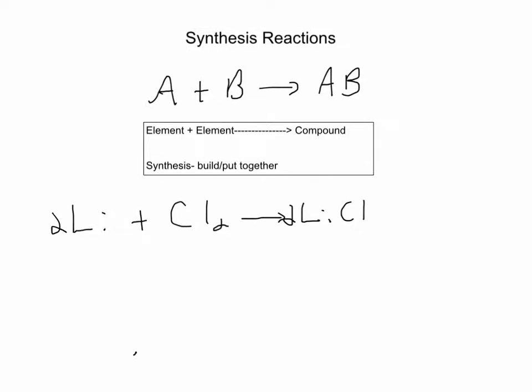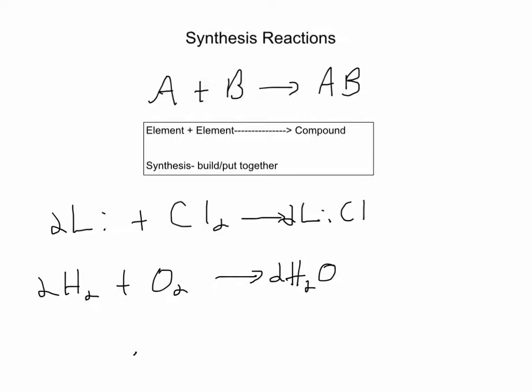Another example could be hydrogen plus oxygen combines to make water. We are taking an element plus an element and making a compound. We can also predict the products of a synthesis reaction. And these are pretty straightforward. The only type I would ask you is for an ionic compound.